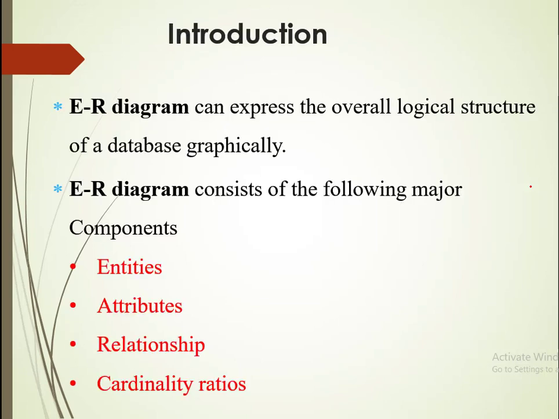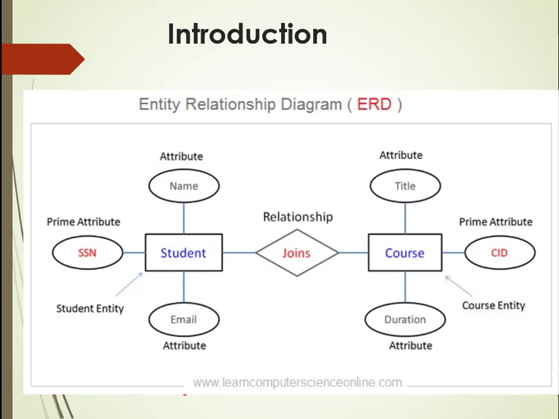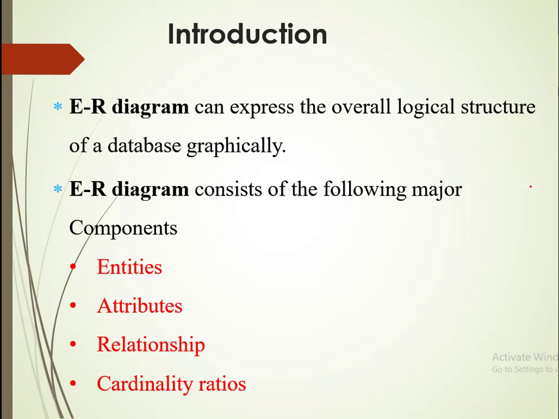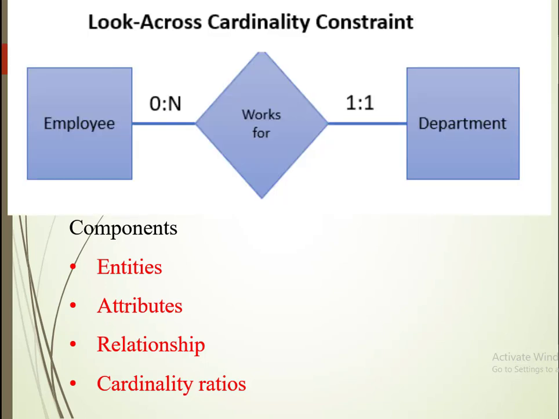Just a quick recap. An ER diagram denotes or expresses the overall logical structure of a database graphically. We know that an ER diagram normally has quite a number of components, and we talked about them. We normally have entities, attributes, relationships, and cardinality ratios. All these four components are joined and linked together in a way that expresses the logical structure of a database.